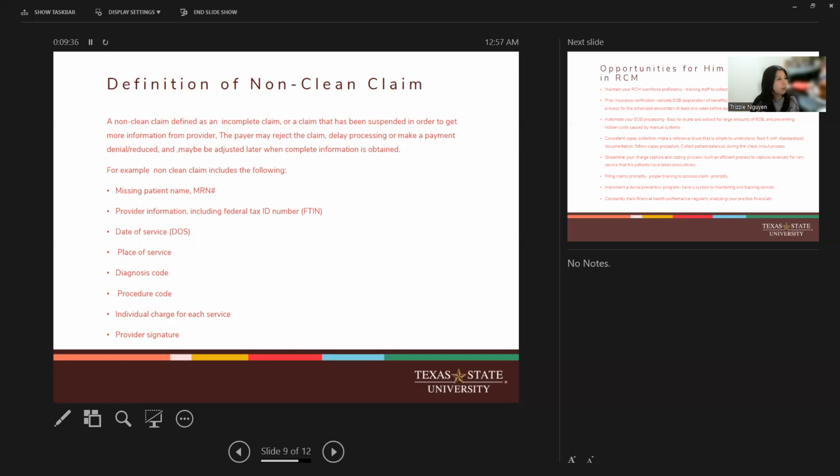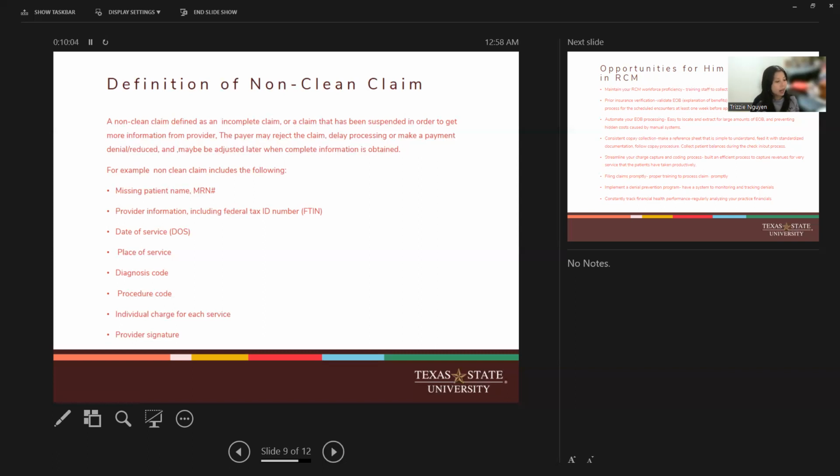And some of the examples for the non-clean claim include the following: missing patient name, MRN numbers, date of service, diagnosis code, procedures, or even if you have a complete provider note on file, but he or she forgot to sign, it's still considered an incomplete claim and the payment cannot be processed or billed to the payers.